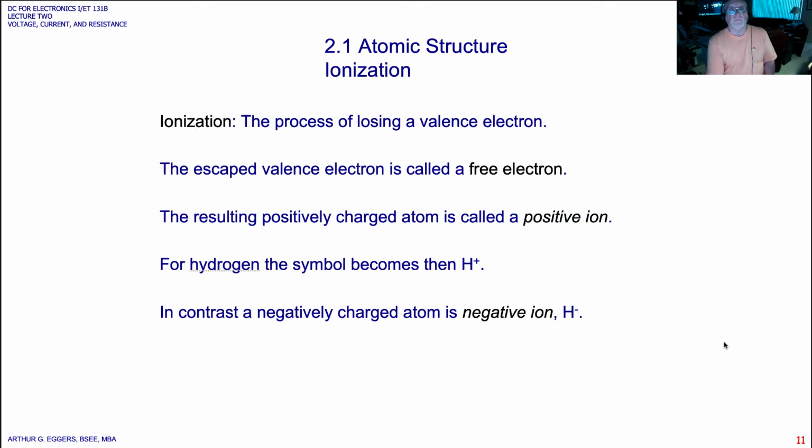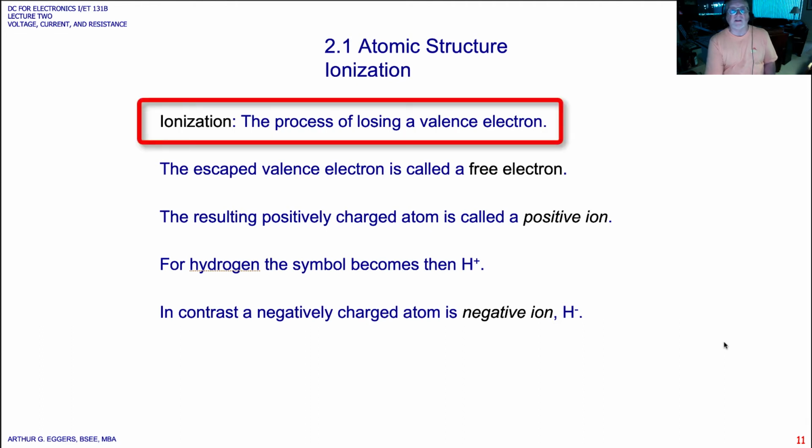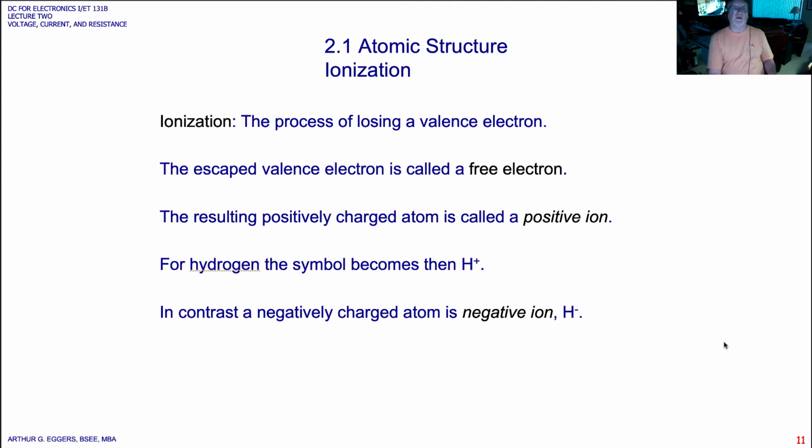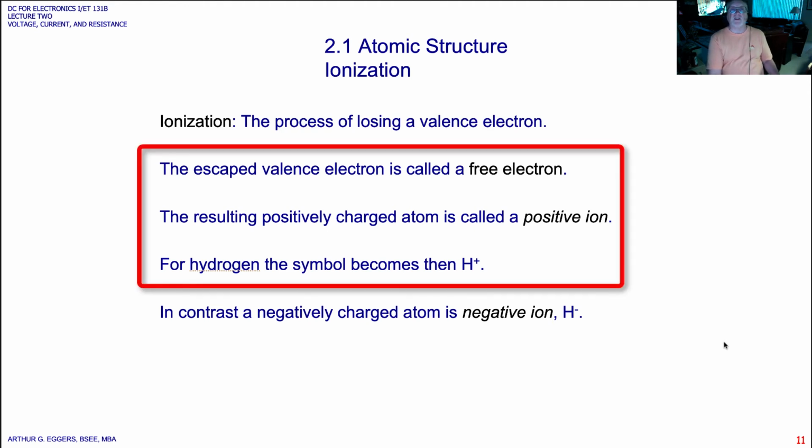Another process that we need to understand is something called ionization, creating ions. The process of losing a valence electron is the process of ionization. The escaped valence electron then is called a free electron. The resulting positively charged atom then becomes a positive atom.